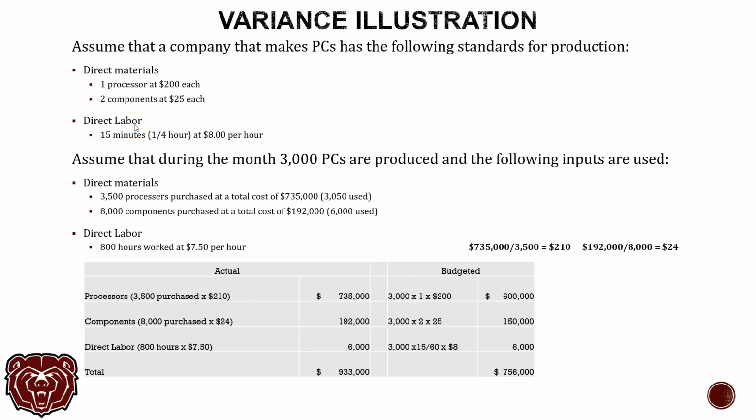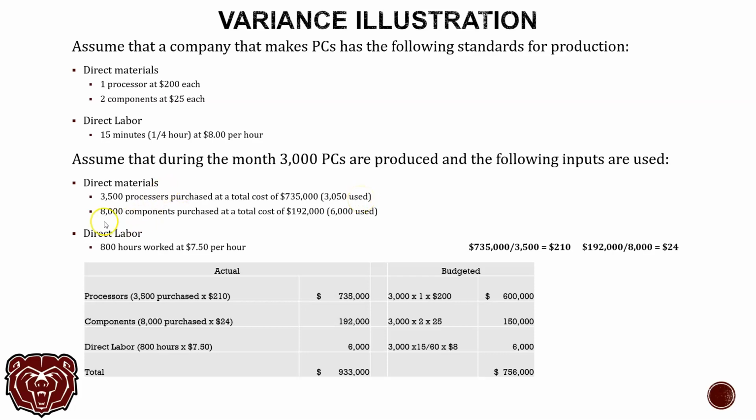We have a direct labor cost. It takes 15 minutes. We're budgeting for a quarter of an hour at $8 per hour for labor. Now, let's assume that during the month, 3,000 PCs are produced and the following inputs are used. We purchased 3,500 processors at a total cost of $735,000. We used 3,050 of them.